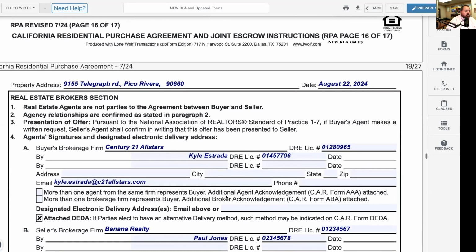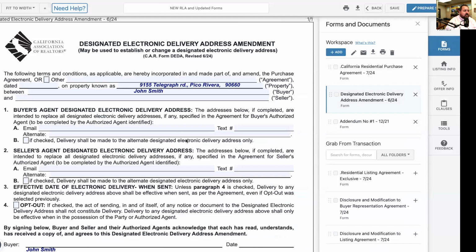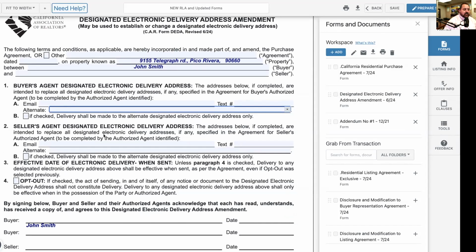Okay? Make sure all this stuff is correct, because the designated electronic delivery address is this email that you have when you write the offer. If not, you can attach this form, the DEDA, and I'll show you what that looks like. It's to clarify what the designated delivery addresses are, like your email address, your cell phone for text, and an alternate email if you want. If you do that, then it's easier to show proof that those things were delivered. But that's all that's for.